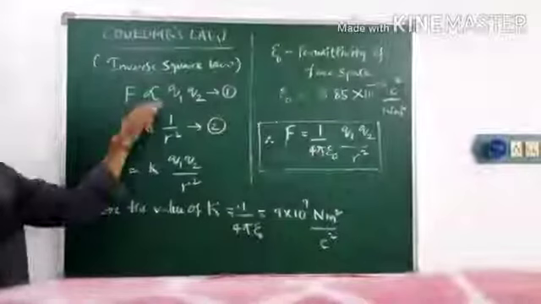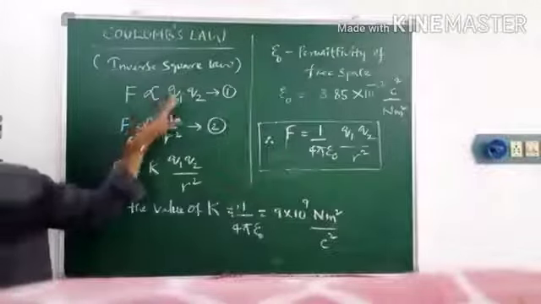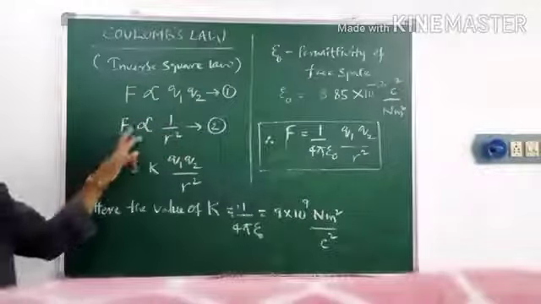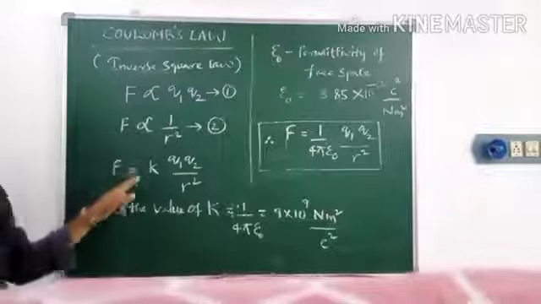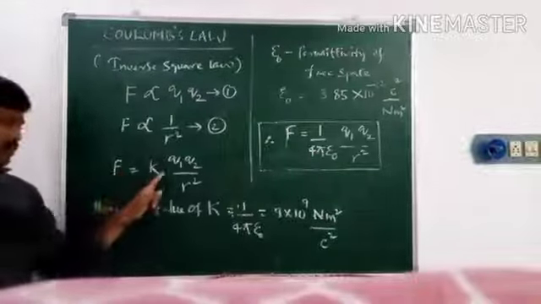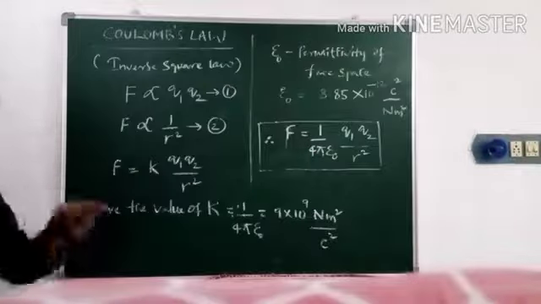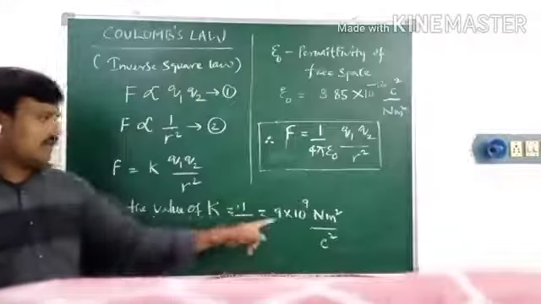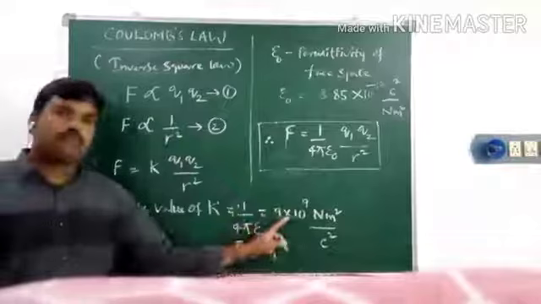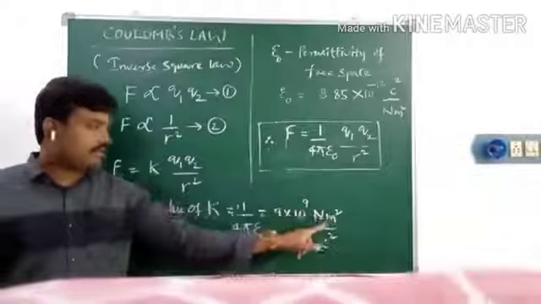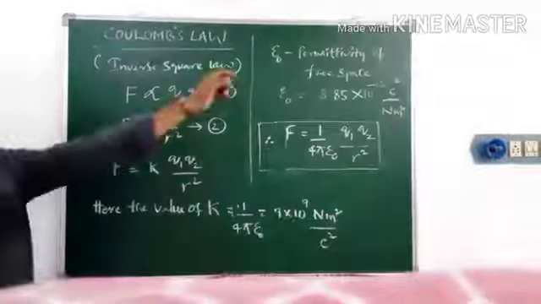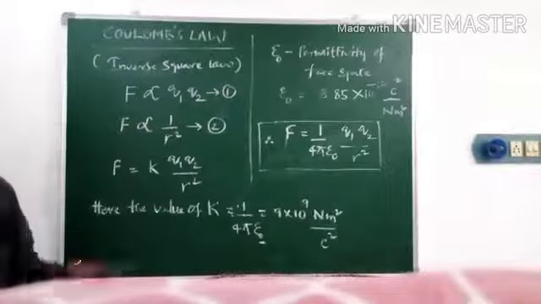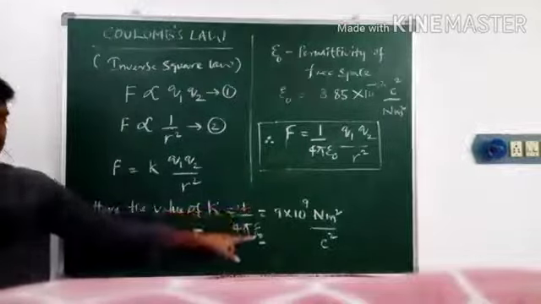See these equations once again. F is directly proportional to q1 q2, F is directly proportional to 1 by r square, or F is inversely proportional to r square. So we are going to introduce a proportionality constant k here, and the value of k we can experimentally determine: k is 9 into 10 to the power of 9 Newton meter square by Coulomb square. And here we have to observe this particular quantity epsilon naught. Why? Because k is equals to 1 by 4 pi epsilon naught.